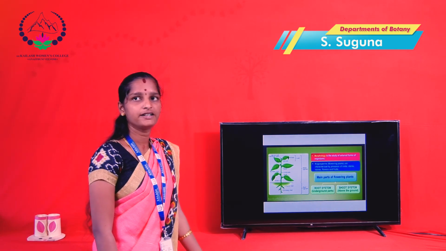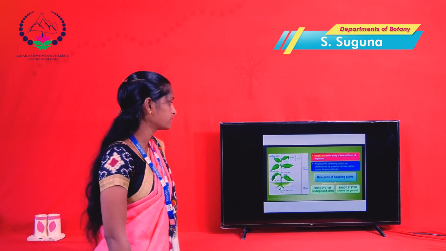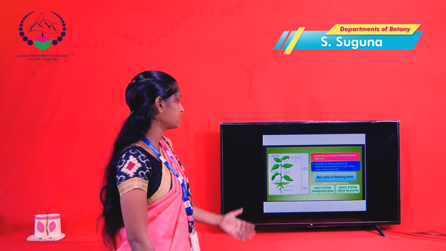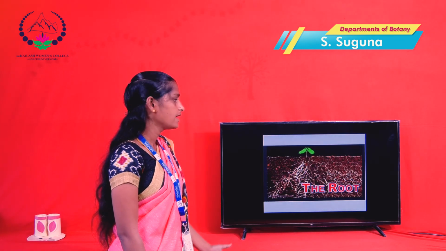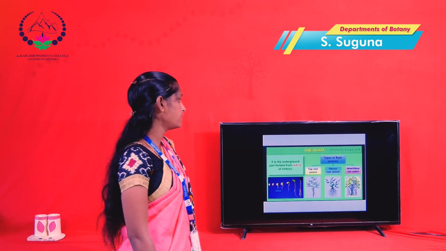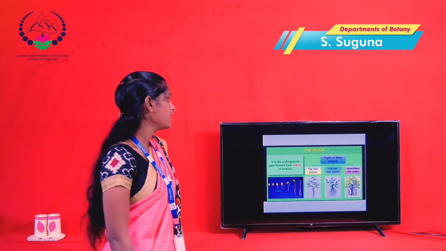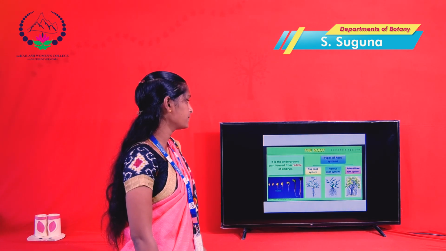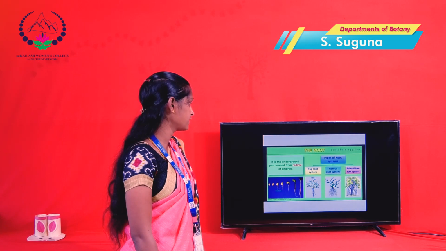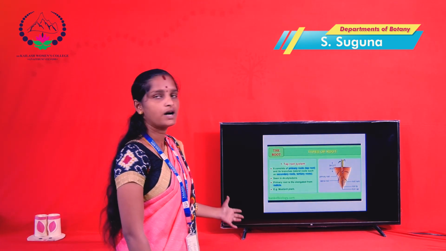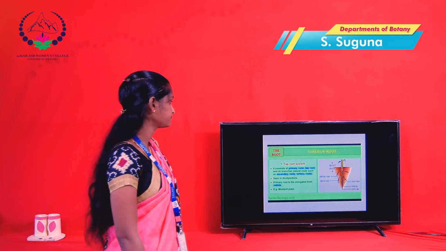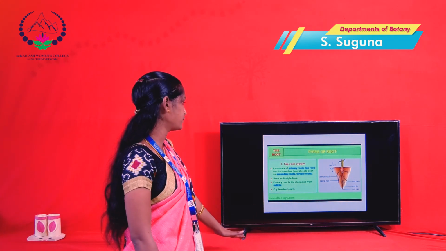The main parts of the flowering plants are the root system and the shoot system. The root system is the underground part and the shoot system is the part above the ground. First one is the root. Types of root are the taproot system, fibrous root system and adventitious root system. The root system develops from the radicle of the embryo. First one is the taproot system.